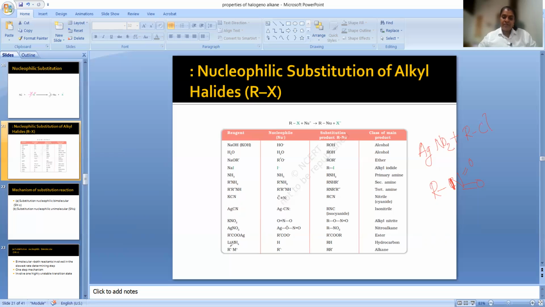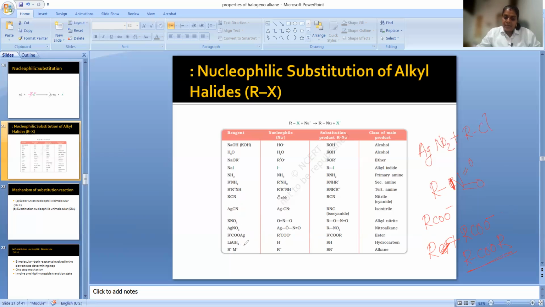In the same way, when RCOOAg reacts, the nucleophile will be RCOO-. So if RCl is our halogenoalkane, it will react with RCOO-, right? The Cl will be substituted with that, so we'll get RCOOR. Clear? In this way we will get it.